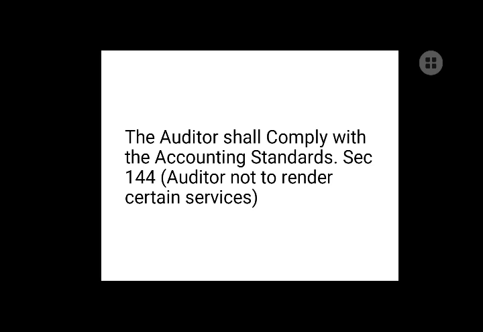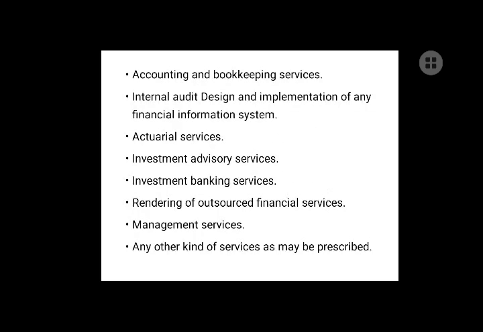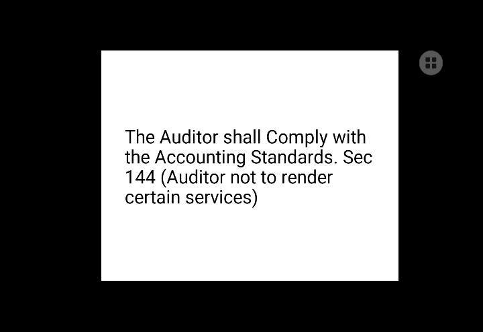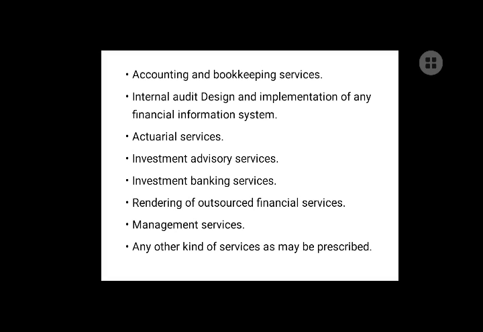The auditor shall comply with the accounting standards. Section 144: auditor not to render certain services. These certain services are accounting and bookkeeping services, internal audit, design and implementation of any financial information system, actuarial services, investment advisory services, investment banking services, rendering of outsourced financial services, management services, and any other kind of services as may be prescribed. So these were the services which are prohibited by Section 144. The auditor cannot render such services. It is specifically mentioned that the auditor should not render certain services. Those are given here, and we have discussed them.